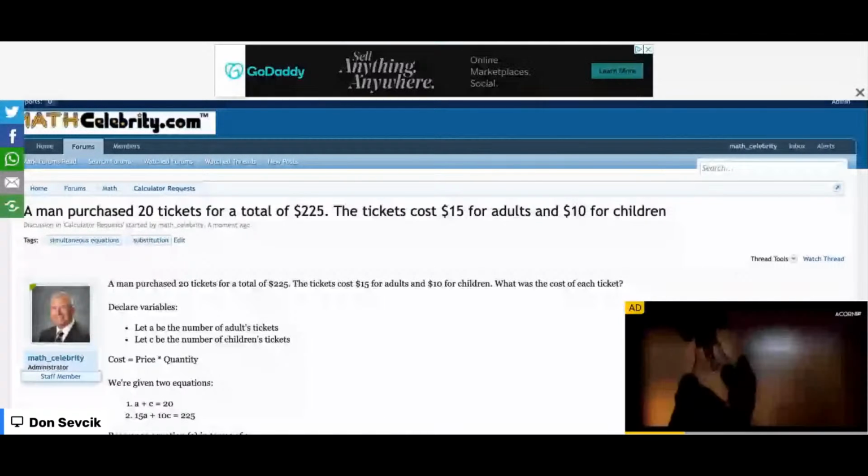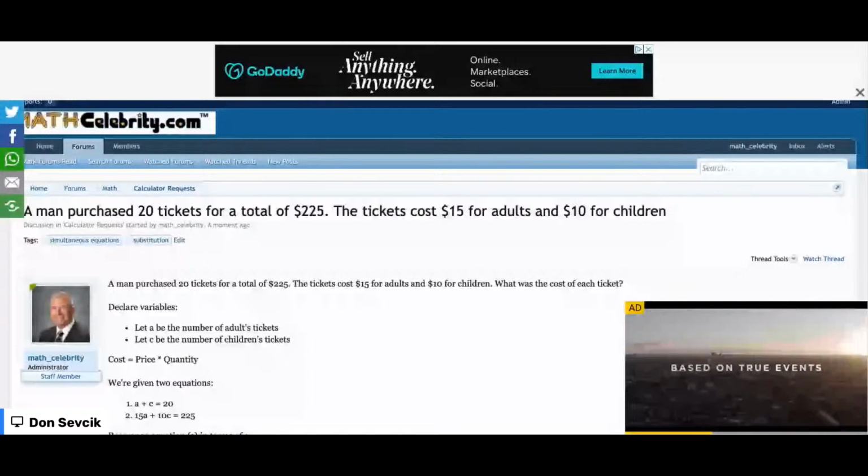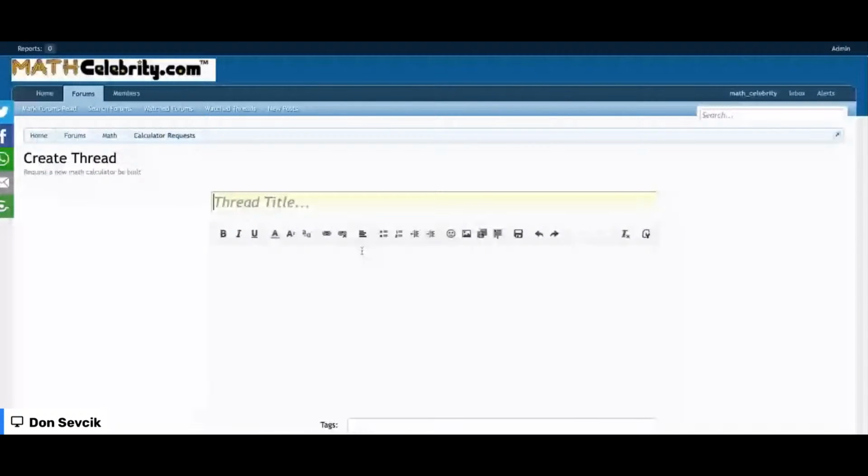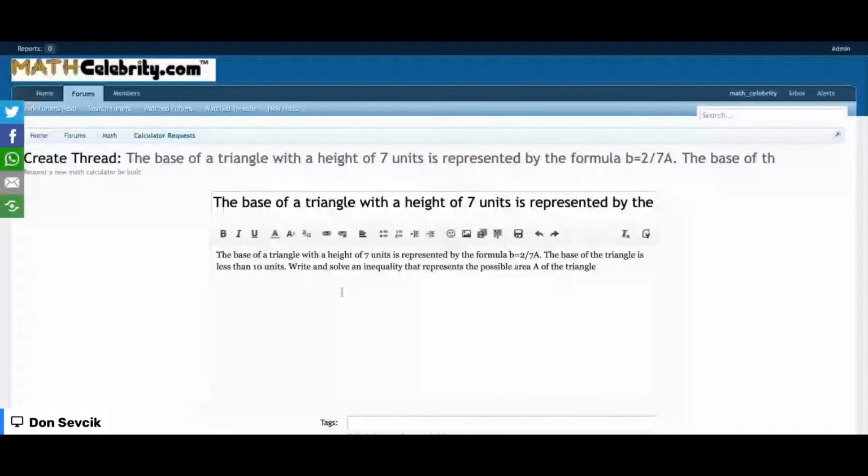Okay, I think we can do this. Save it for tomorrow, so you guys can enjoy your weekend. The base of a triangle with a height of 7 units is represented by the formula B equal to 2/7 a. The base of the triangle is less than 10 units. Write and solve an inequality that represents the possible area A of the triangle. So 2/7 A is less than 10.